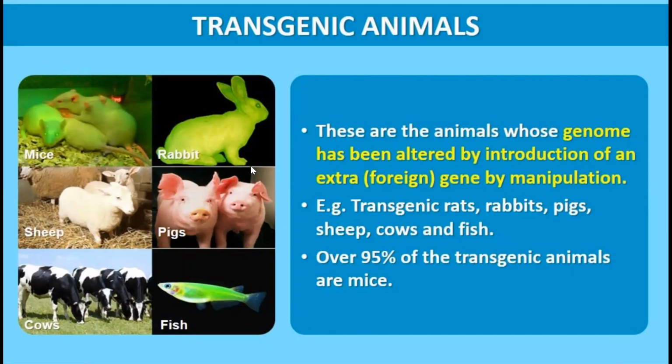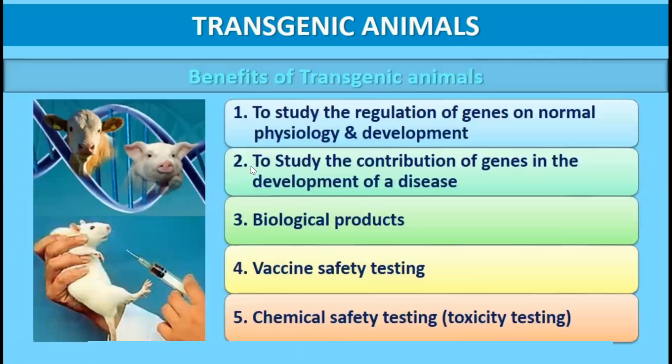These are the animals whose genome has been altered by introduction of an extra or foreign gene by manipulation. Examples here are the transgenic rats, rabbits, pigs, sheep, cows, and even fishes. Over 95% of transgenic animals are mice only.